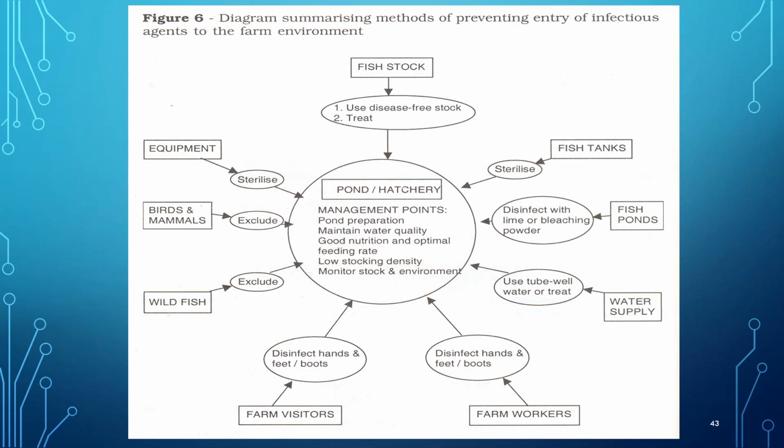So this is a diagram summarizing the method of preventing the entry of infectious agents in the farm. The major things that come into play are the fish tanks. Those must be sterilized properly. The fish ponds must be disinfected. The water supply must be checked. That is, tube well water or submersible water may be used.